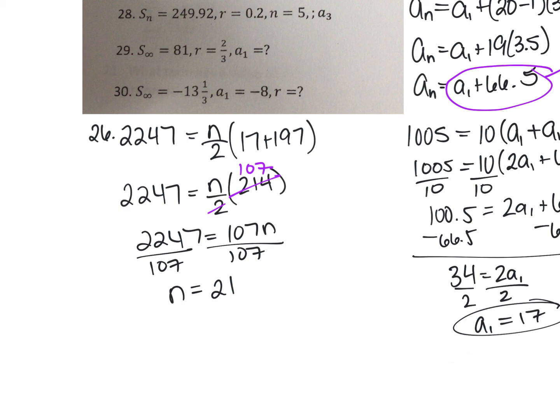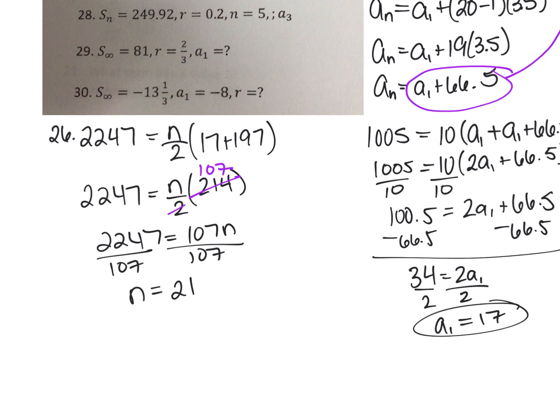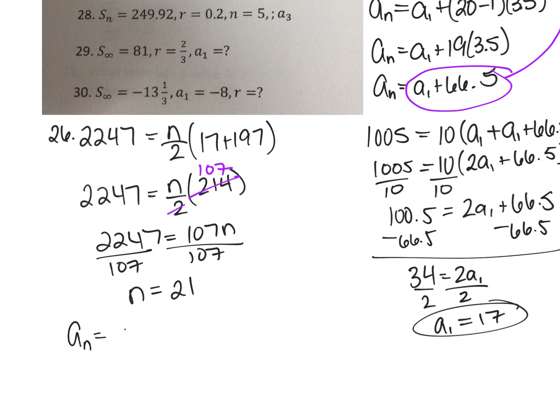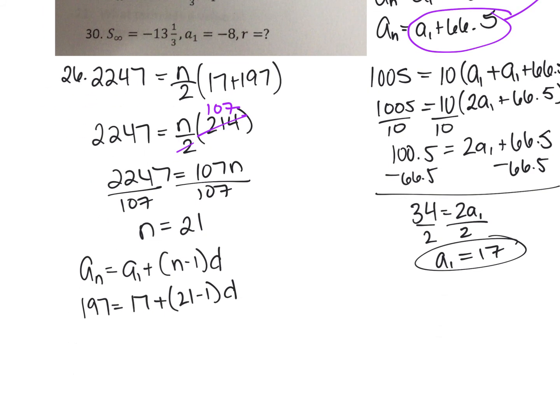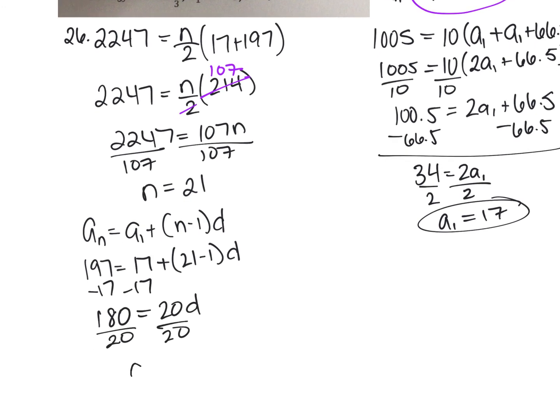So now I didn't find what I needed to find. It asked me to find d, so I need to use a_n equals a_1 plus n minus 1 times d. a_n is 197 equals 17 plus 21 minus 1 times d. That's minus 17, so 180 equals 20d. Divide by 20, and we get d equals 9.